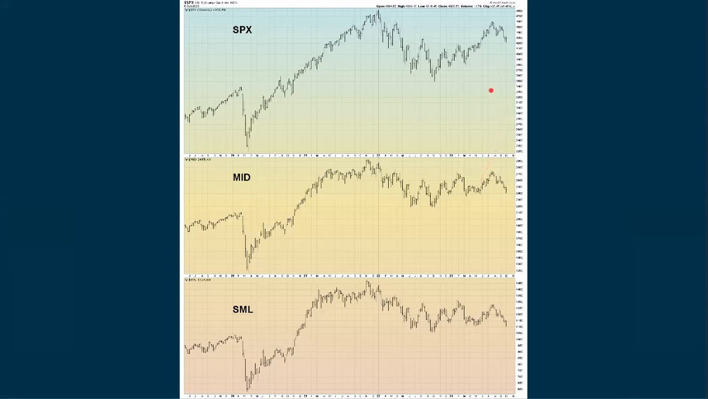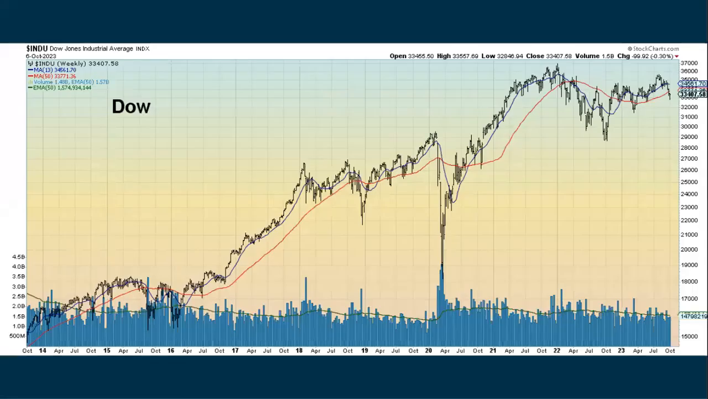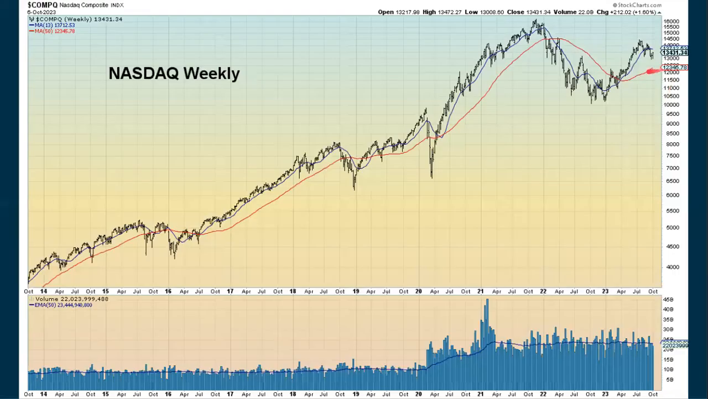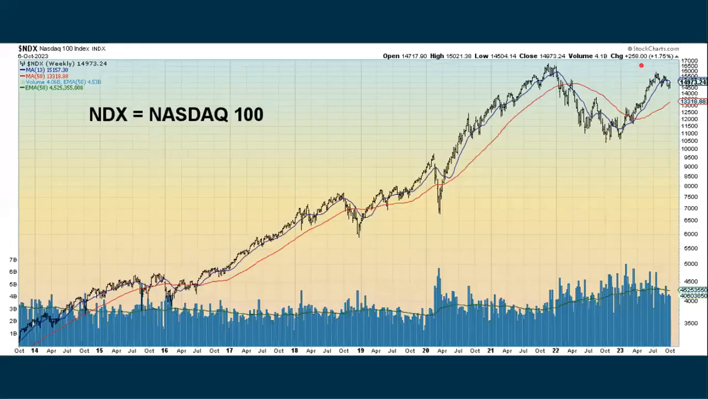Looking at just a blank chart of the S&P, the mid caps and the small caps, we are seeing some weakness in the mid caps as well as the small caps. But when you look at small and mid cap growth to value, they're still hanging in there fairly well. The Dow is still in an uptrend, even though we're now dropping below this 50-week moving average. And when we look at the NASDAQ, it's down below this 13-week moving average, but we're still in an uptrend.